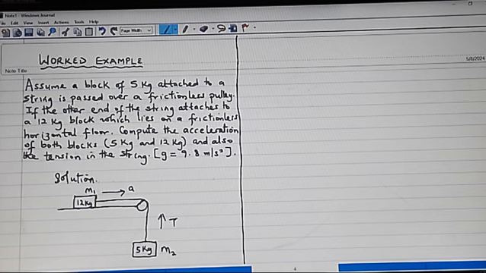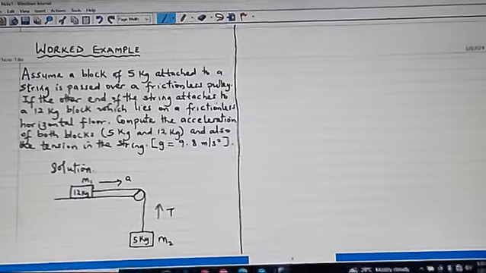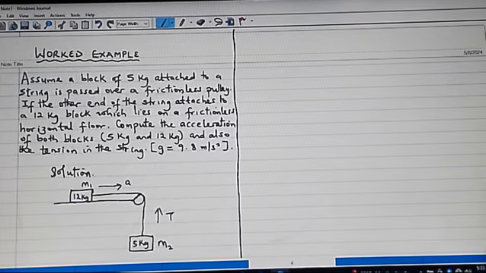So we move on to say, looking at the diagram now, you see that it fits perfectly the information given. This block of 5 kg is attached to a string that is passed over a frictionless pulley. The other end of this string is attached to the 12 kg block lying on this horizontal floor. Now we are left to compute the acceleration of both blocks. How do we do this? First, we must use a free body diagram.